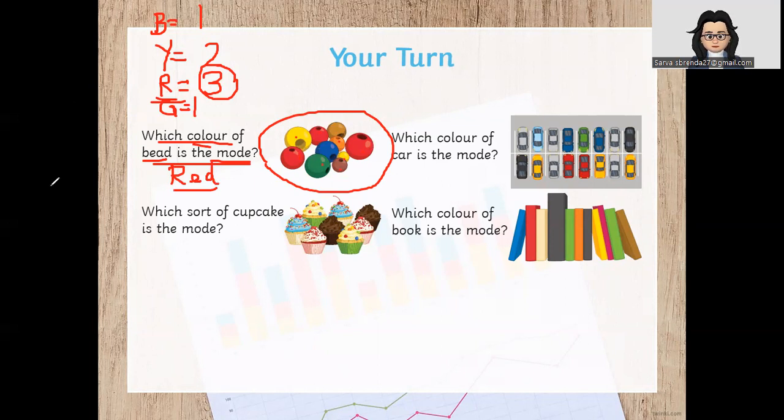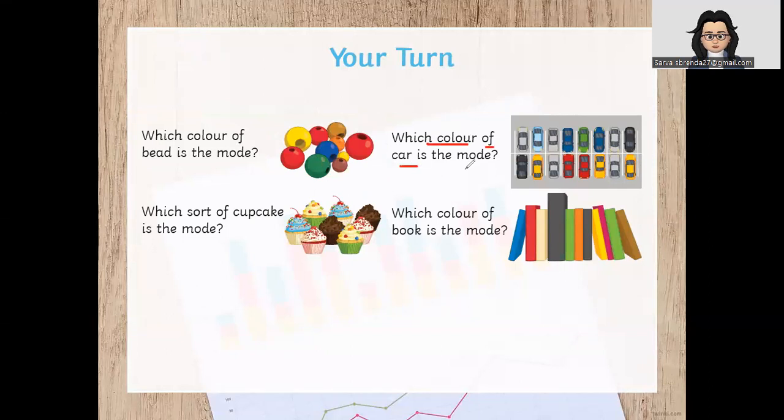Ready? Let's go to this question on the cars. Which color of the car is the mode? Now I look at this as maybe silver, maybe gray, silver. So how many silvers do we have? 1, 2, 3, 4, 5. Obviously, silver seems to have the highest frequency. Am I right? The frequency of silver is 5.